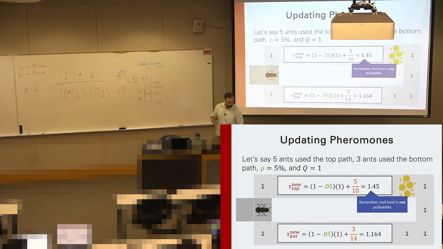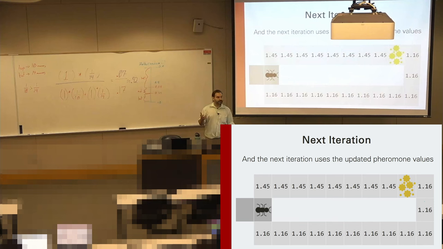And if you keep on plugging this in, we would start mapping these things out. Now the pathways are different. Now it's a 1.45 for the top route, and it's a 1.16 for the bottom route. Okay. Now what?